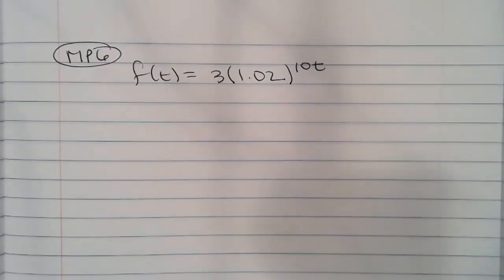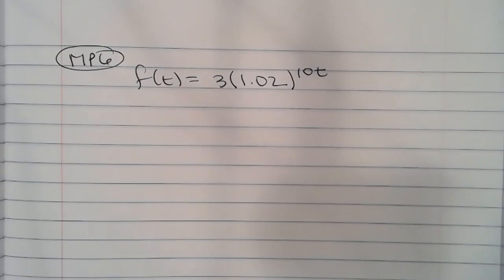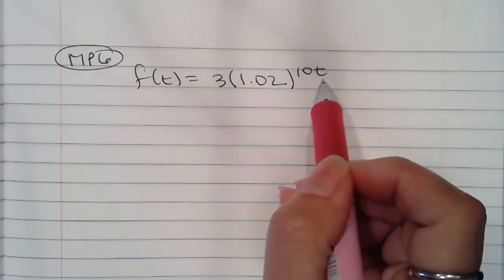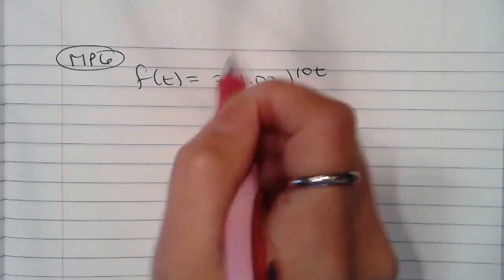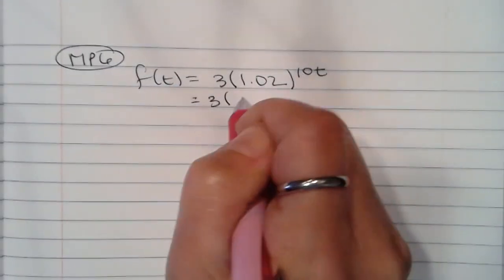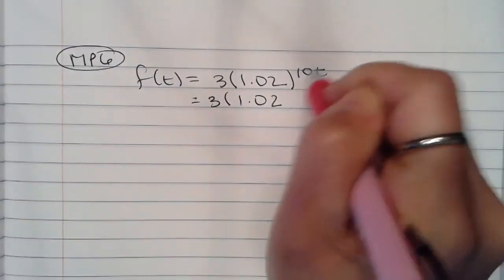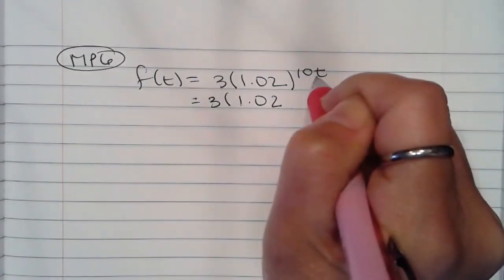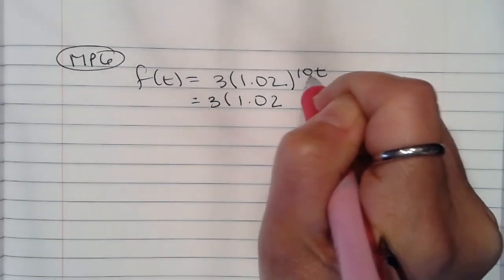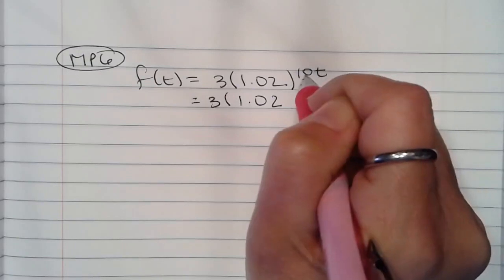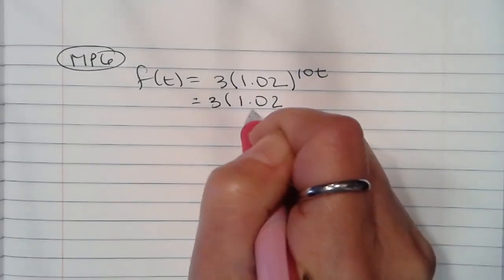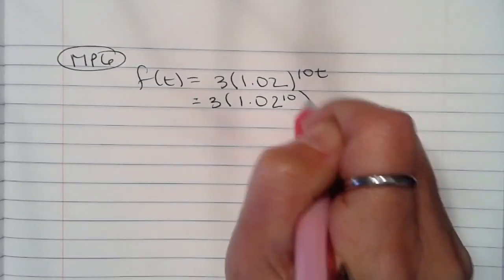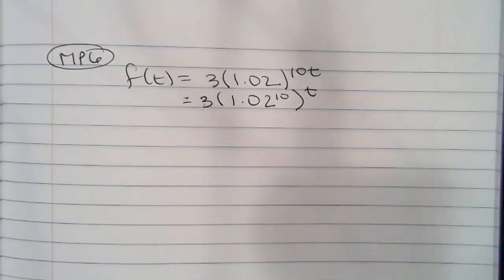Okay, so here's monitoring progress 6. It looks kind of scary, but it's not. We're just going to rewrite it so the formula has t as the exponent by itself. Okay, so this is going to be 3 times 1.02, and remember, I'm going to do it here on the side. When you're multiplying two exponents together, you can pull them apart to be a power of a power. So this is really 1.02 to the 10th power to the t power.